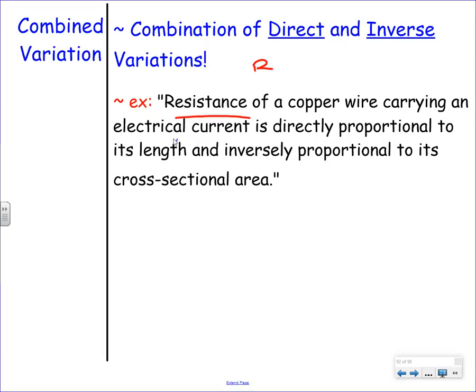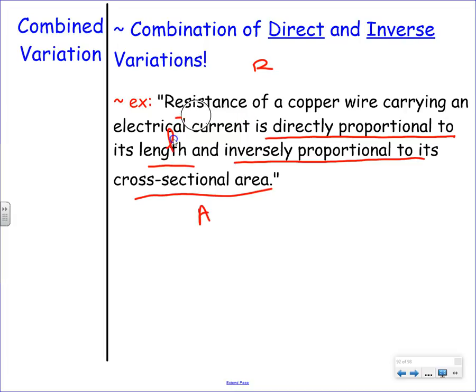Is directly proportional to, well, there's our wording from earlier. What do I have? Length is going to be L. I usually do lowercase for length, like length times width. And inversely proportional to, there's more wording. And then what's this one? Cross-sectional area. A sound good? Okay. So now we have our variables. We have R standing for all that stuff. We have L standing for that guy. We have A standing for that guy. And we have our wording.